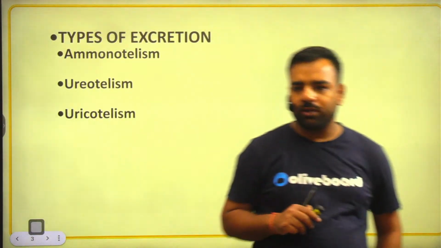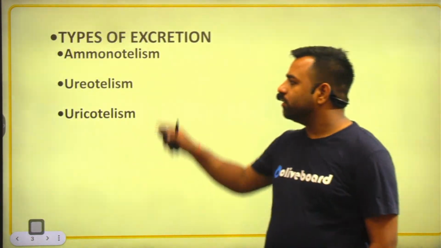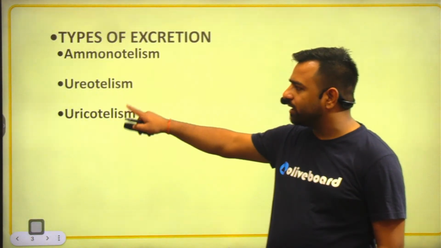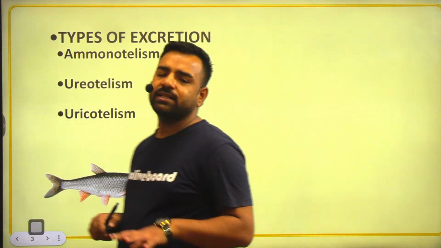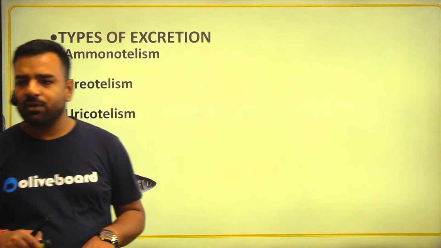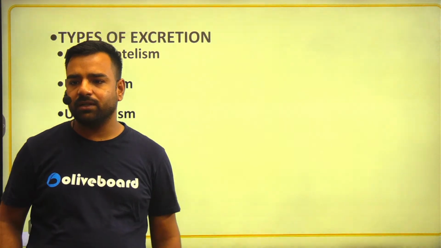And the animals from which ammonia is generated, they are known as ammonotelic. If uric acid is generated, it is known as uricotelic, and ureotelic is the one in which the urea is actually generated. Fine.